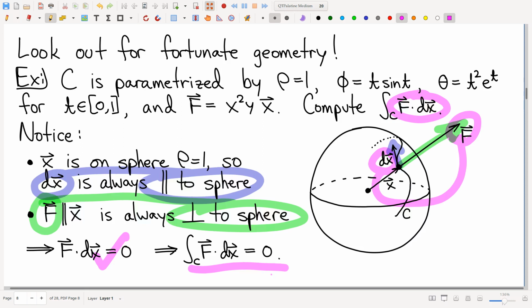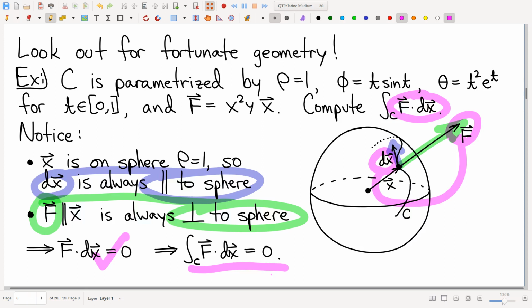Everybody see how awesome that was? Now, this is a good thing to keep your eyes open for, right? I mean, this happens. As I like to say, the world is full of circles and spheres and round things that have wonderful, convenient geometry about them, right? Ultimately, that's what made the big payoff here, right?